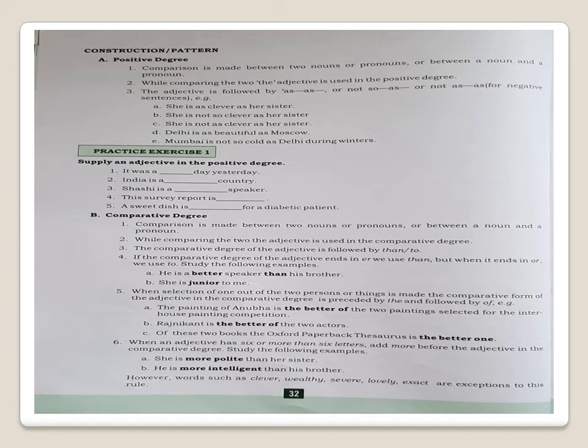However, words such as clever, well-being, severe, lovely and exact are exceptions to this rule. Means we use cleverer, as we have seen in the above sentence. Like, she is not so clever as her sister. So she is not cleverer than her sister. We can use this in the comparative degree. Got my point? Read all these rules properly, and then try to solve all the exercises.